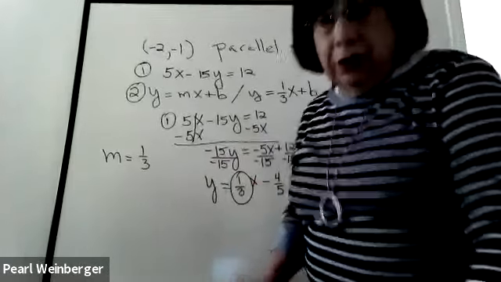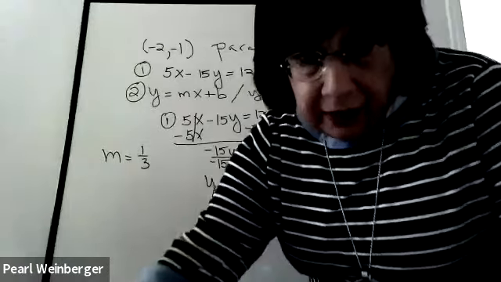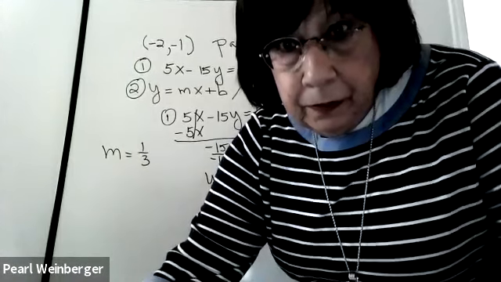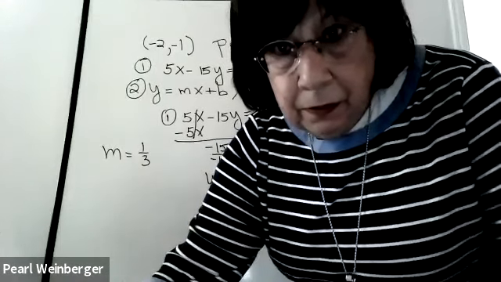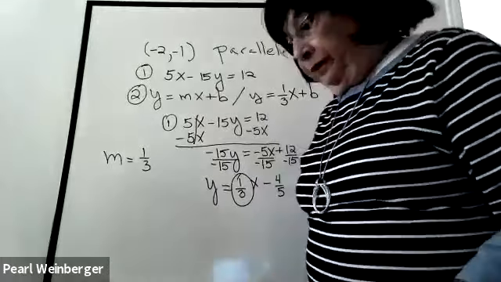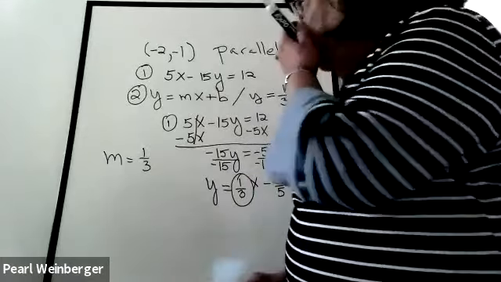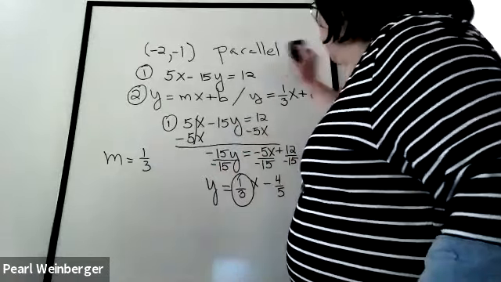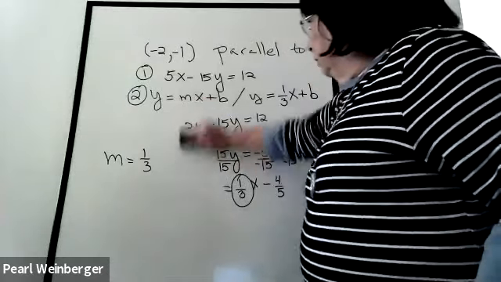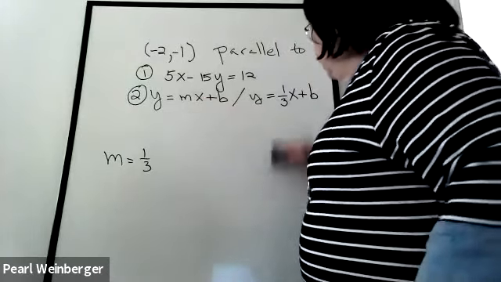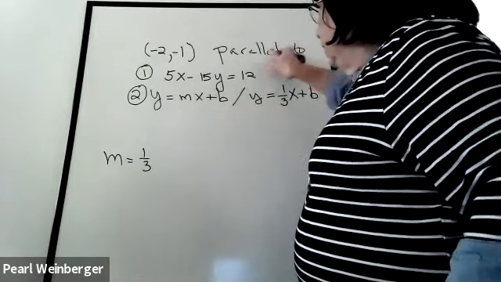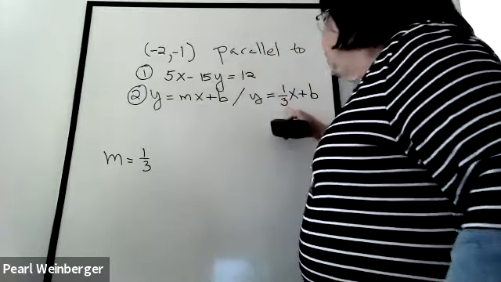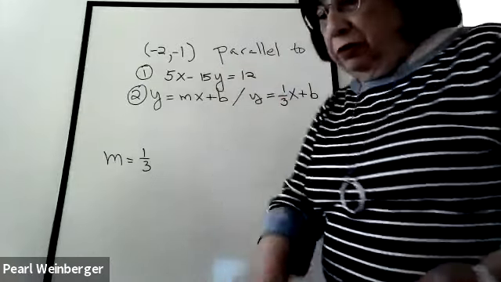Does anybody have any question as to how I found the slope of the line? Okay. So now we know the slope of the line. I'm going to erase this part so I can go on to the second part. We figured out my original line had a slope of 1/3. So my new line, which is parallel to the original line, also has a slope of 1/3.